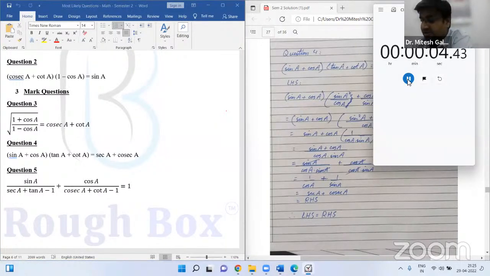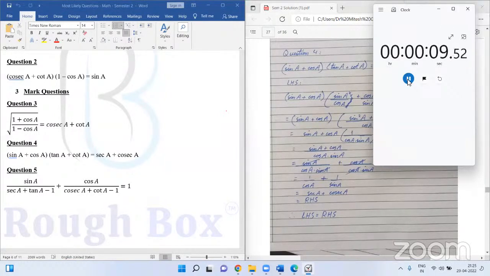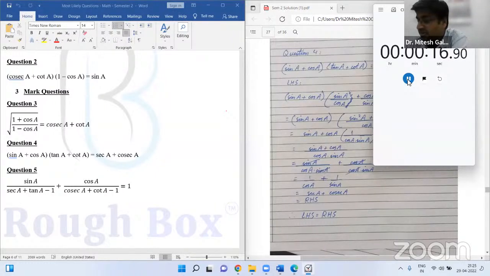Sin a plus cos a is given into tan a plus cot a. And we have to prove that this is equal to sec a plus cosec a. So we have done this one, the fifth one. Sorry, my bad. So question 5 is sin A upon sec A plus tan A minus 1 plus cos A upon cos A plus cot A minus 1.